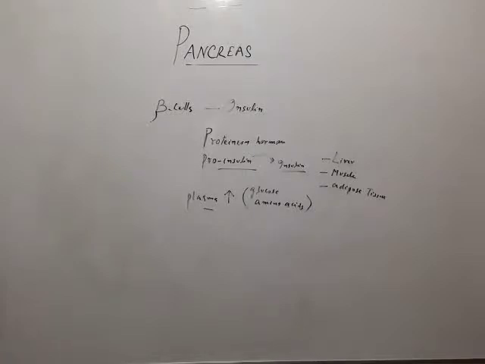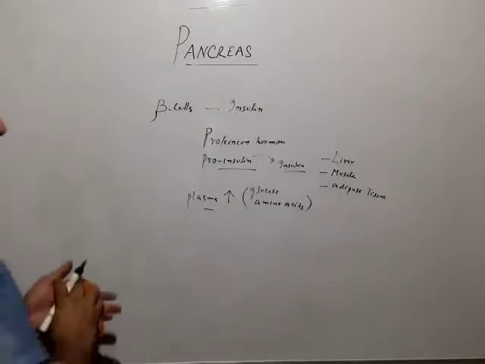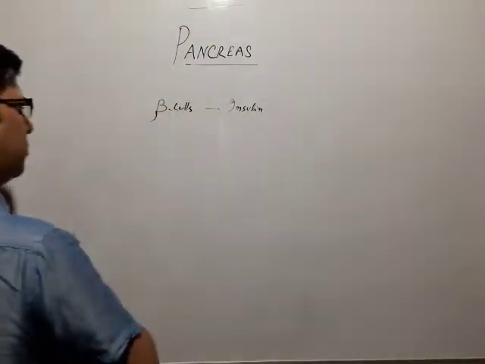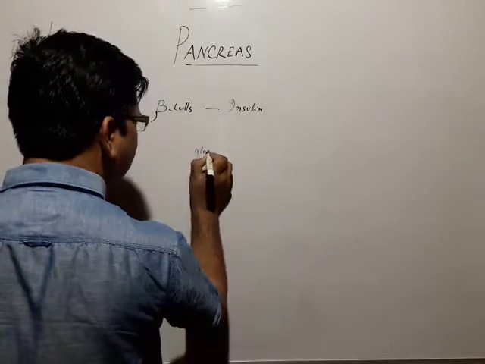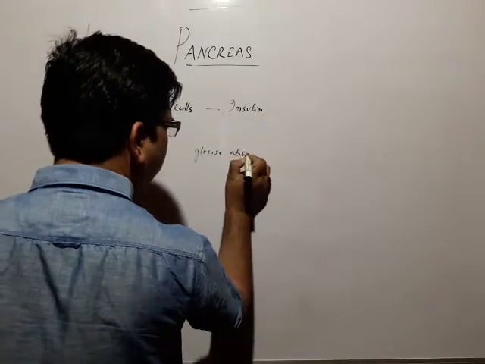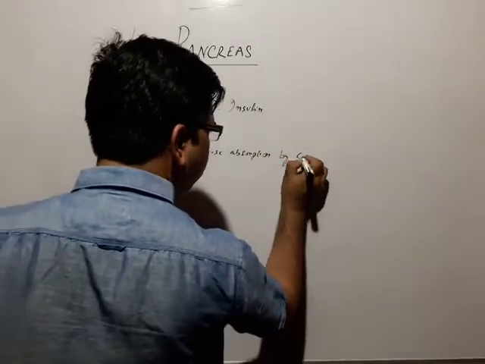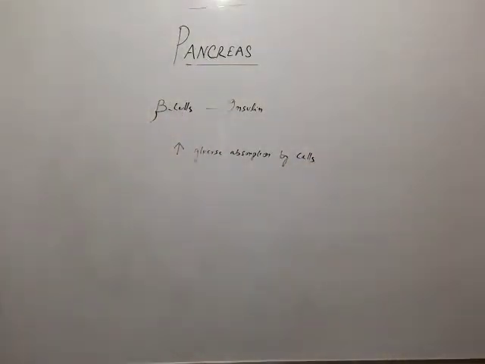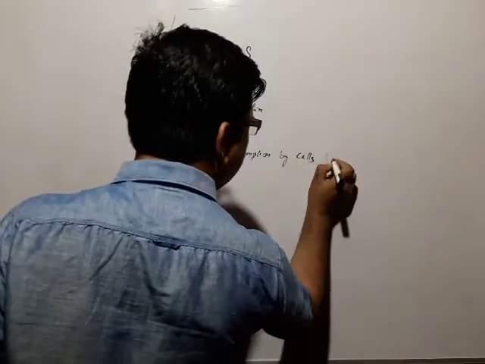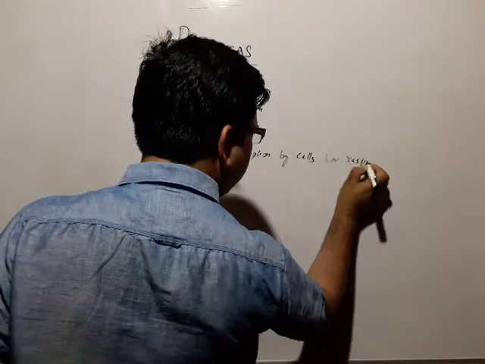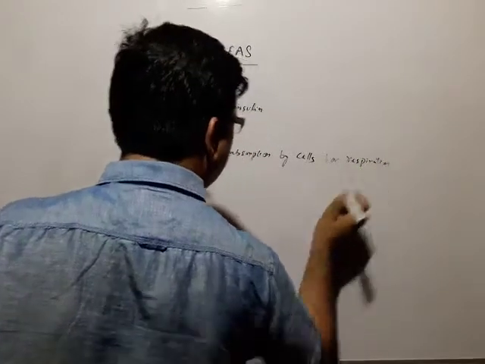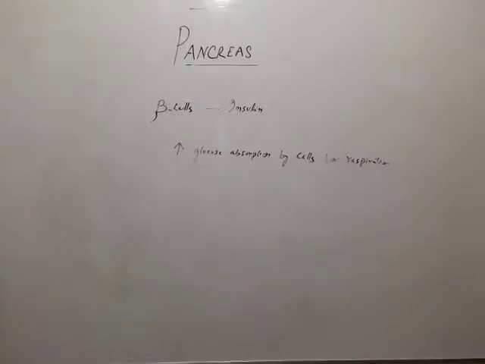It lowers glucose of the blood by absorption. So there are different methods. The glucose is absorbed by cells. It increases glucose absorption by cells. So it acts on cells which go and absorb glucose for respiration. That means it increases the energy production here. So glucose absorption by cells is for respiration.